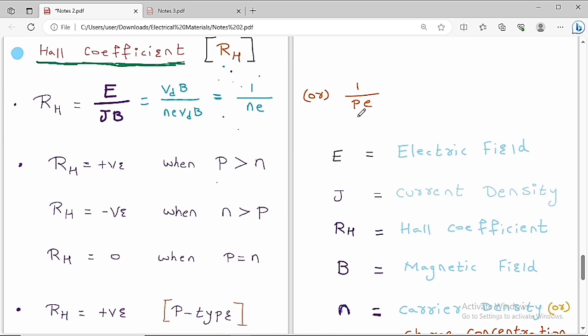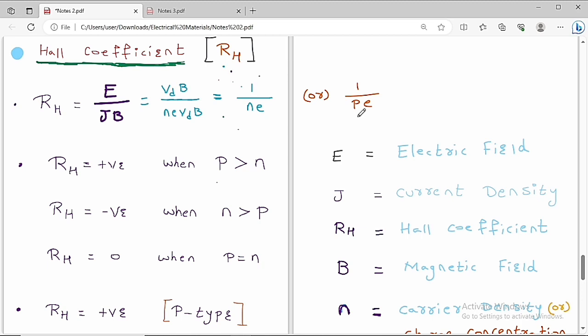So that is the reason whenever you know the value of the Hall coefficient, you can figure out the sign as well as the charge density of the carriers. So this is a very, very important statement. Always remember, whenever you know the Hall coefficient of a particular device and particular semiconductor, you can figure out the charge concentration as well as its sign, whether it is electron or hole.